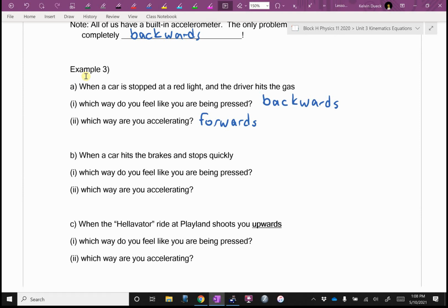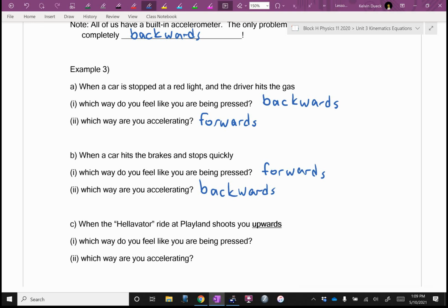When a car hits the brakes and stops quickly, which way do you feel like you're being thrown? Forwards, but you're slowing down, so you're accelerating backwards. Your body is a backwards accelerometer. You can feel it, but it's always in the opposite direction that you feel acceleration. Always. I haven't yet found a situation where you can't use that.